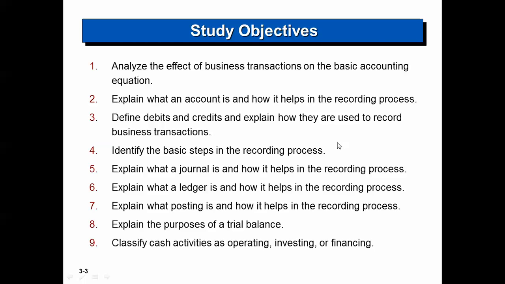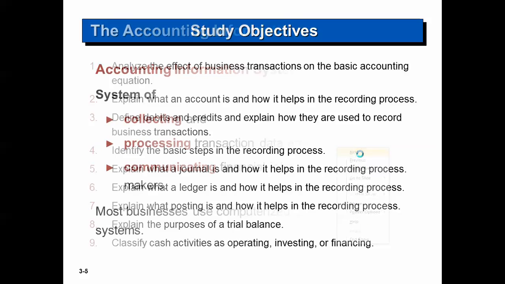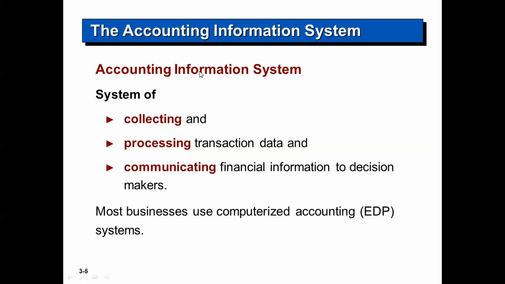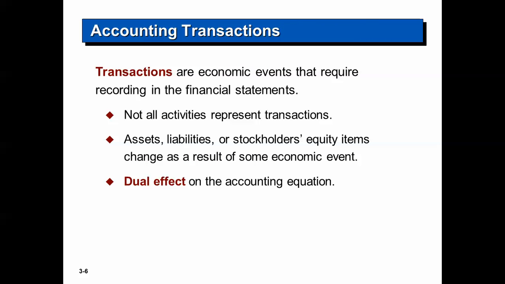the recording process. To begin with, the accounting information system is a system in which we collect accounting information, we process that data, and then we communicate it to people both inside and outside the business. Most businesses use a computerized accounting system. It's called EDP. Now, what we're talking about here are transactions.